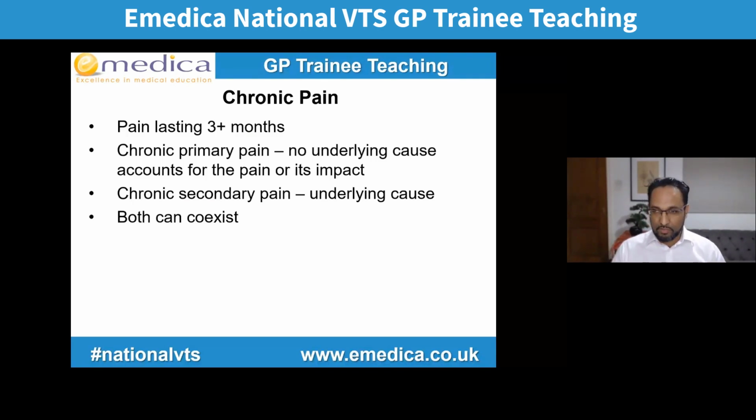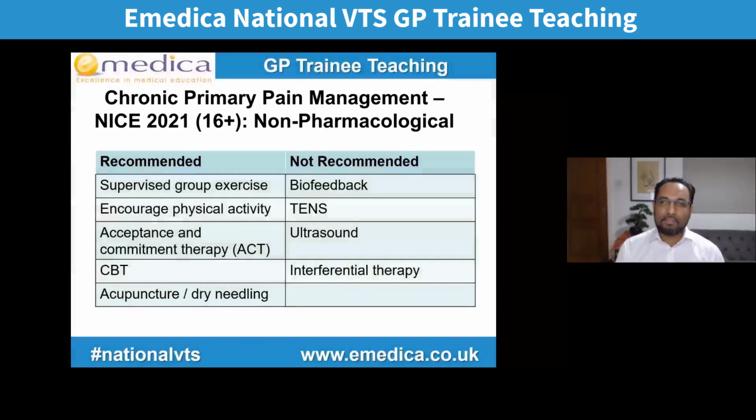And both can coexist. So you could have someone who has an underlying cause that's causing some pain and it lasts for a long time. And then even when that's sort of not accounting for the pain, they might get other pains without an underlying cause. So they might have a chronic primary pain as well. Okay. And in terms of managing this, the bulk of the management recommended in the NICE guideline is non-pharmacological. So, i.e., talking treatments, exercise, physical therapy, alternative therapies, things like that. So all of these are recommended. Supervised group exercise, encouraging them to do regular physical activity, acceptance and commitment therapy.